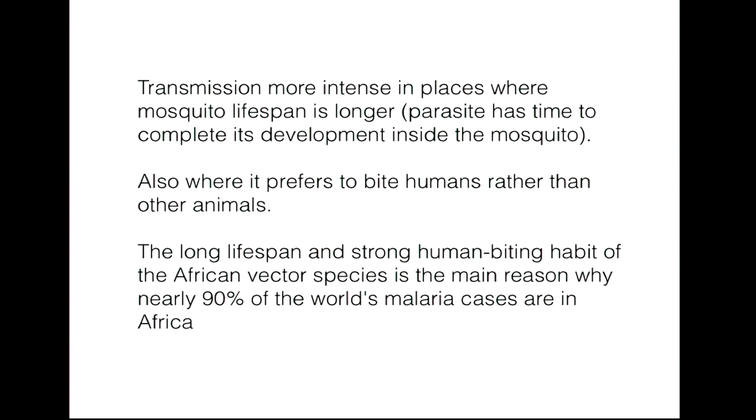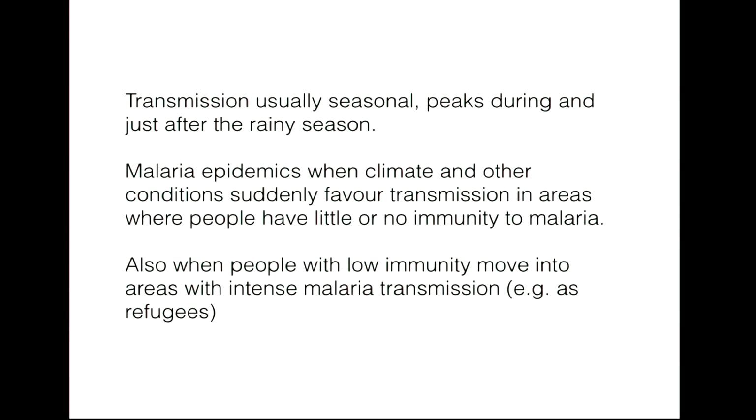You tend to transmit more intensely in places where the mosquito lifespan is longer, which means it has more chances of infecting. The parasite has time to complete its development, and there is more time to infect people, and also where it prefers to bite humans rather than other animals. The reason malaria is such a problem in Africa is there are 2 reasons. One is that mosquitoes live longer, so longer lifespan, and they prefer to bite humans. The strong human biting habit of the African vector species is really the reason why you have more than 90% of cases inside Africa.